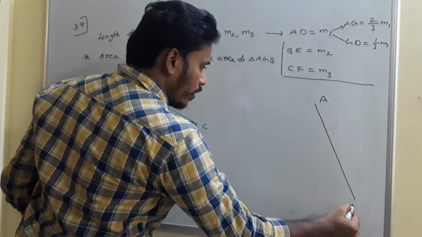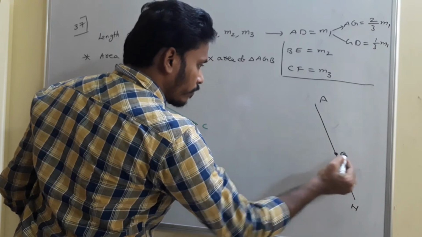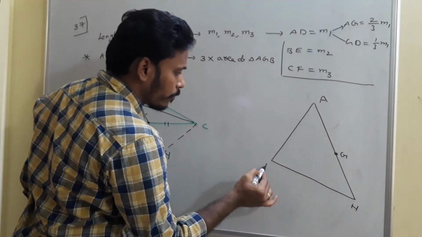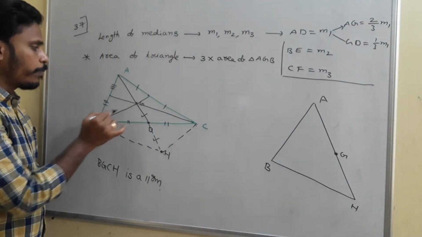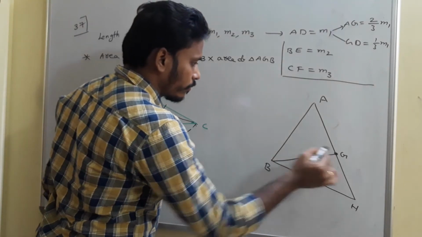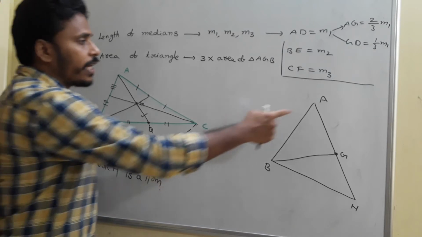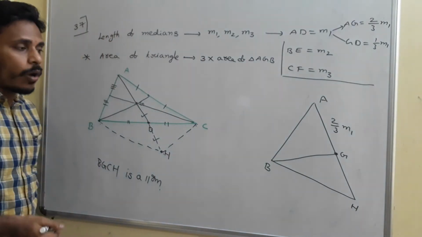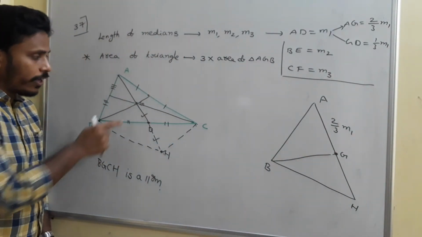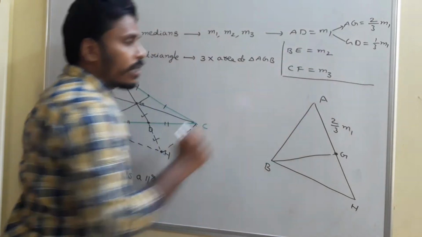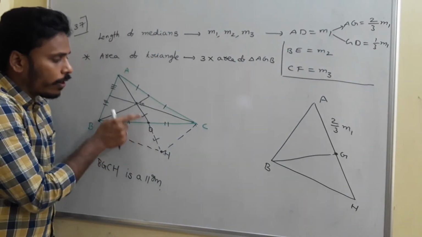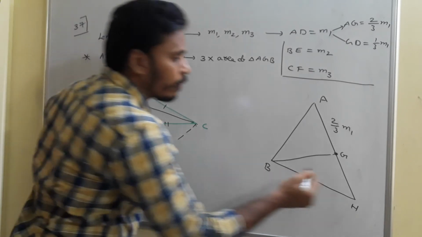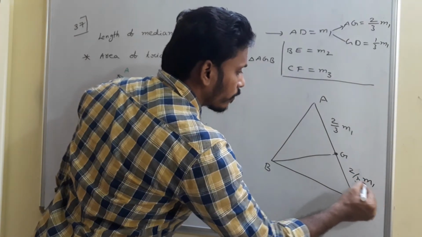This is A, this is H, somewhere we have G, and this point is B. This B I join to G. Then what can we say about this AG length? Already the length of AG is 2 by 3 m1. And what about this GH length? GD length is 1 by 3 m1, and GD and DH are equal because we located H in such a way. That's why this is 1 by 3 m1, this is also 1 by 3 m1, and this is at the end 2 by 3 m1.